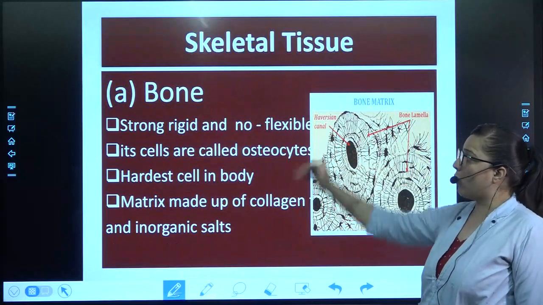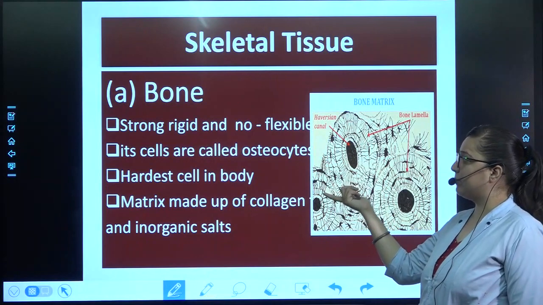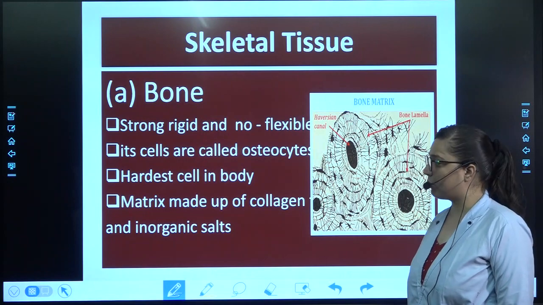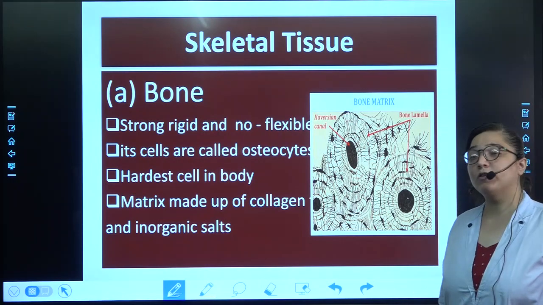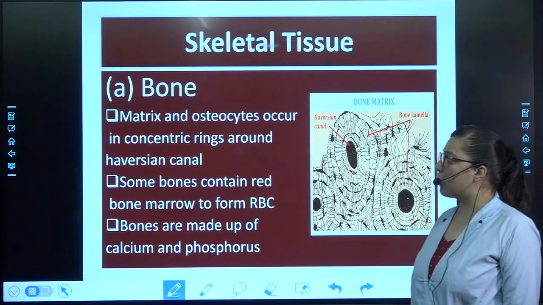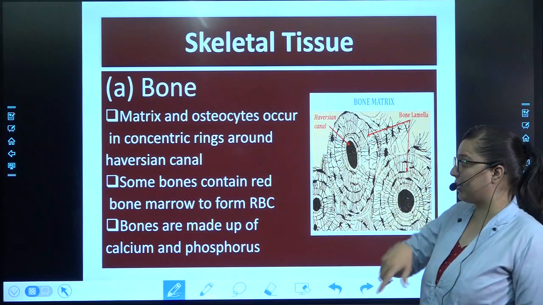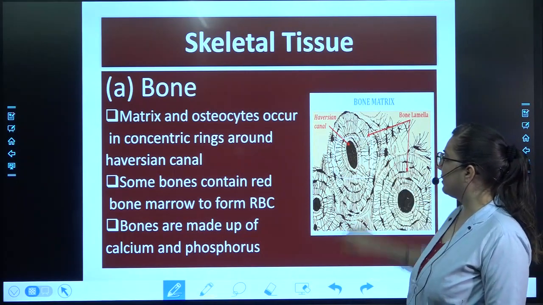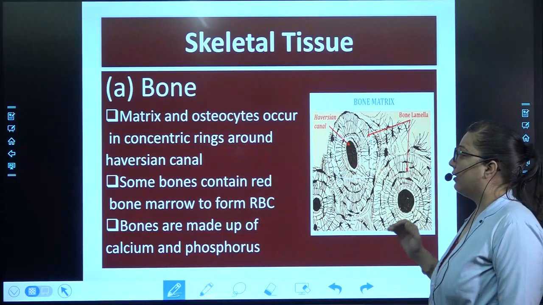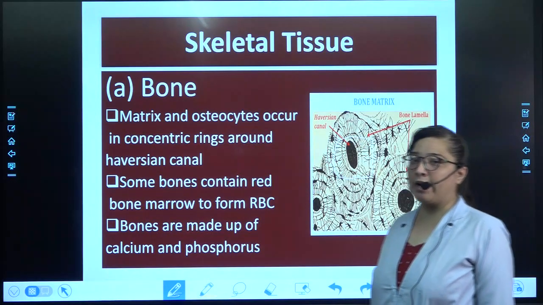Skeletal tissue, bone. It is strong and non-flexible. What are its cells called? Osteocytes. These are the hardest cells in the body. What is its matrix made up of? Its matrix is made up of collagen fibers. Then comes bone. Where do the matrix and osteocytes occur? They occur in the form of concentric rings around the Haversian canal. Some bone contains red bone marrow to form red blood cells. And what are they made up of? Calcium and phosphorus.